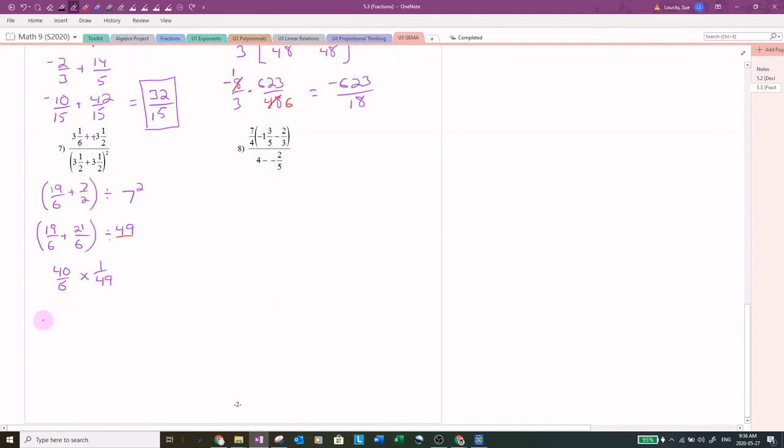Okay, and that equals 40 over 294, and I can reduce that. And actually, I now notice I could have reduced 40 over 6 to 20 over 3. But it doesn't matter as long as I reduce it somewhere along the way. I can divide these both by 2, and I get 20 over 147. And there's my answer.